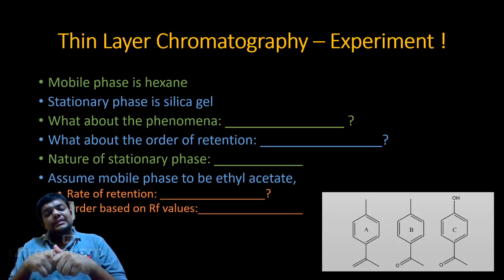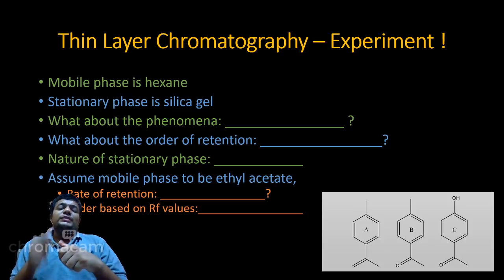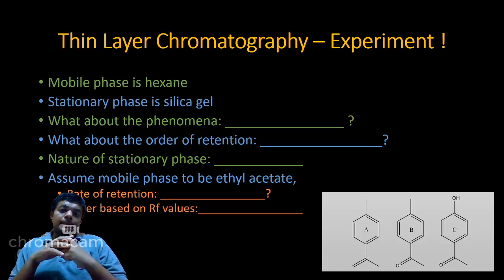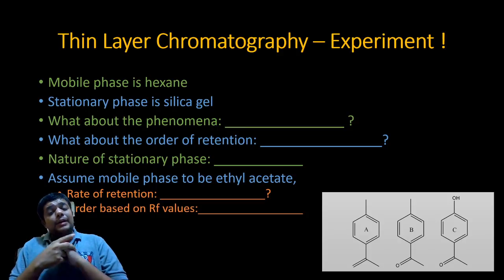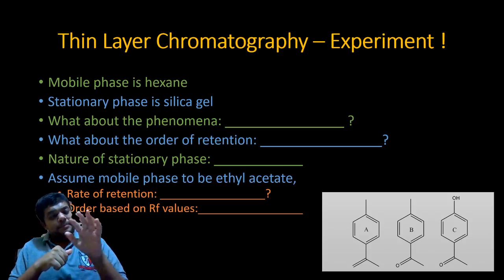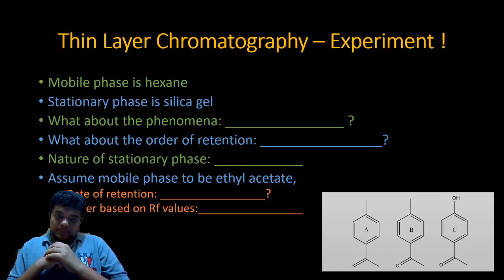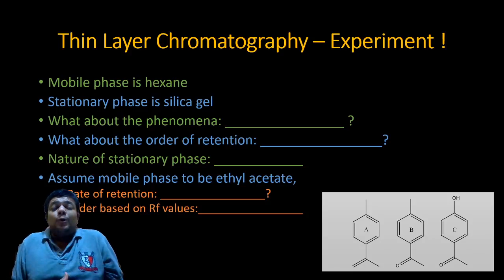So C stays inside for the maximum time. So C greater than B greater than A. And in the elution, A greater than B greater than C. A is eluted out quickest, whereas C is eluted out last. C stays in maximum, A stays in minimum. This was when hexane was used as a mobile phase.